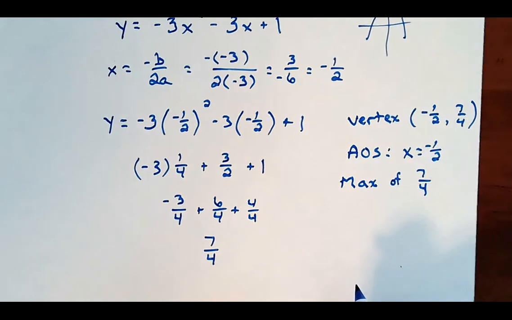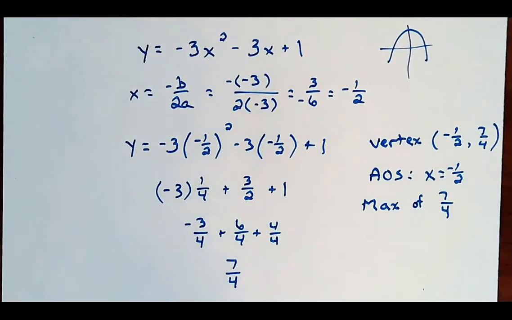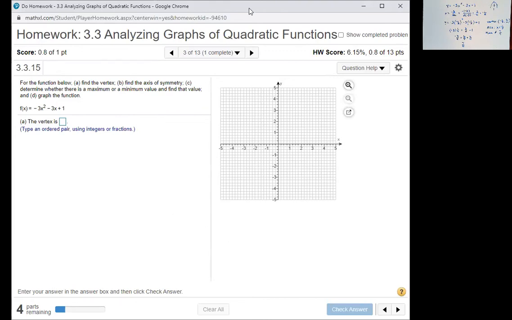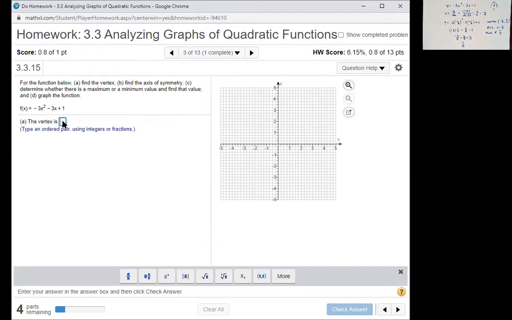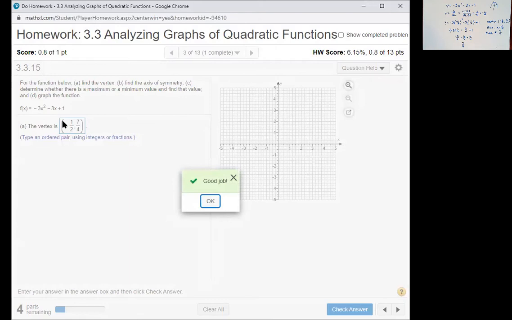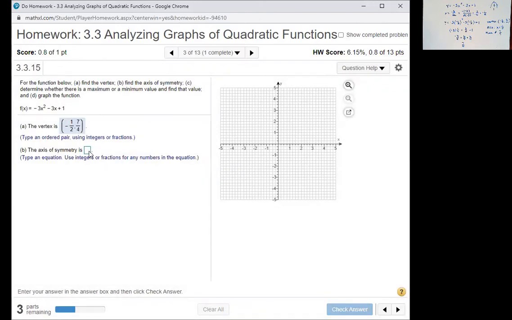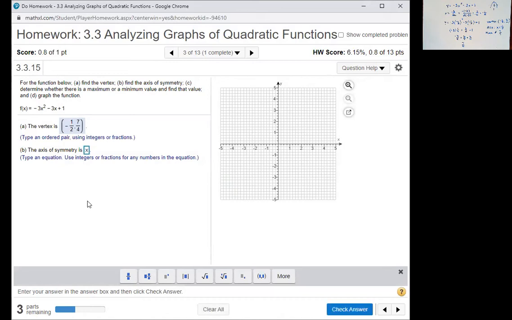Okay, so we have all of our pieces. Let's make sure that we can put all this into MyMathLab. All right, so let me go back to that one. Okay, so here we are. Our vertex was -1/2, comma, 7/4. All right, so good. And then our axis of symmetry is going to be an equation. So it's x equals -1/2.